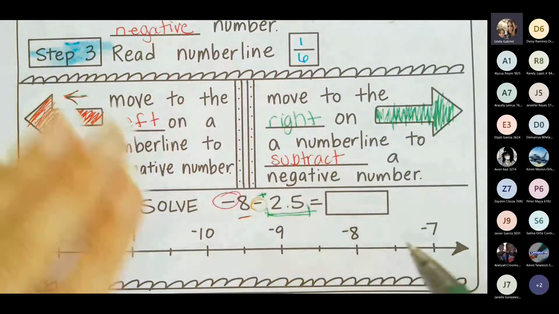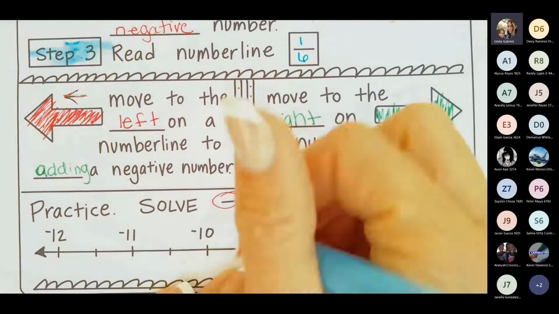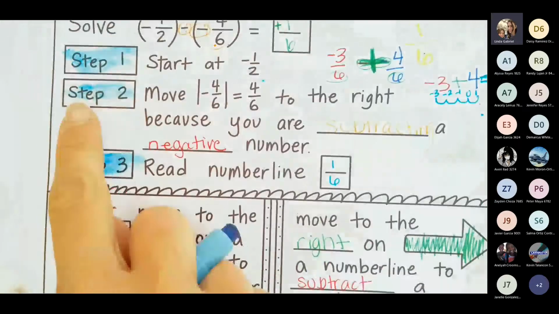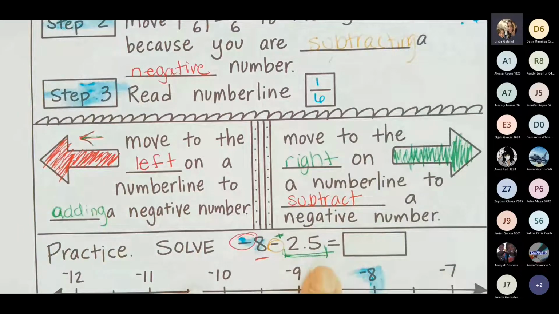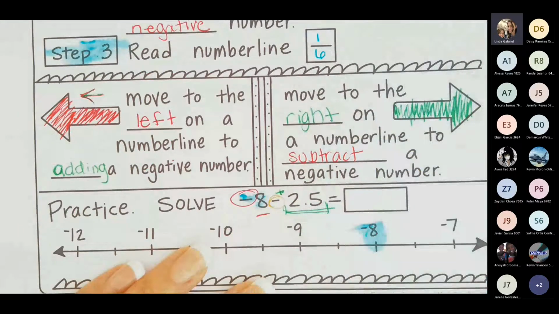So when I do that, I'm going to be starting here at negative 8, right? Because this is to start at your first number in your expression. Actually, this is an equation. There's an equal sign. So I'm going to start here at negative 8.